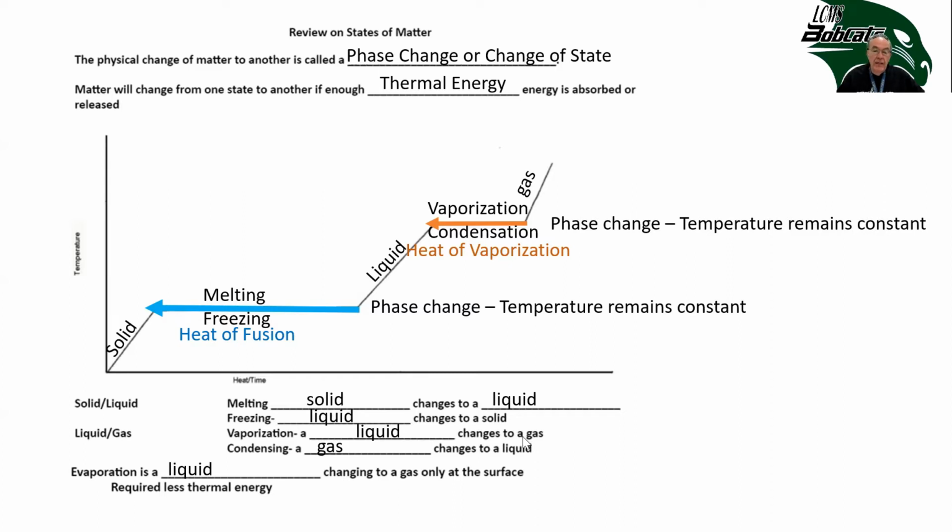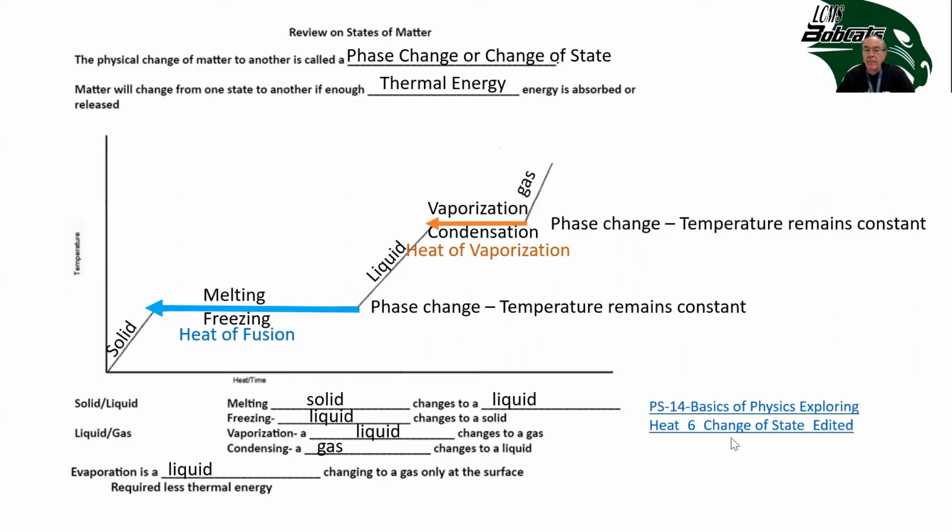Okay. Evaporation is a liquid changing into a gas. This happens only at the surface and requires less thermal energy. So like when you sweat and there's moisture on your skin and it evaporates, it takes with it the heat of vaporization, but it doesn't do it all at once. It's happening only at the surface. And if you think of water in the ocean, it evaporates from the top.